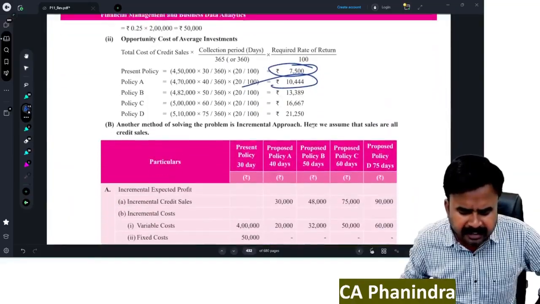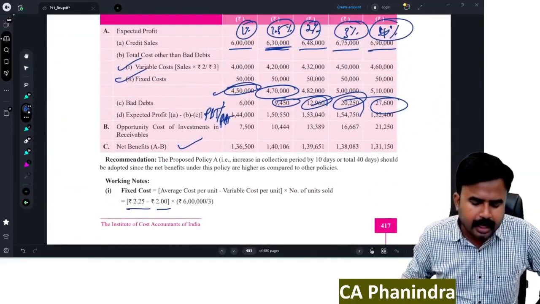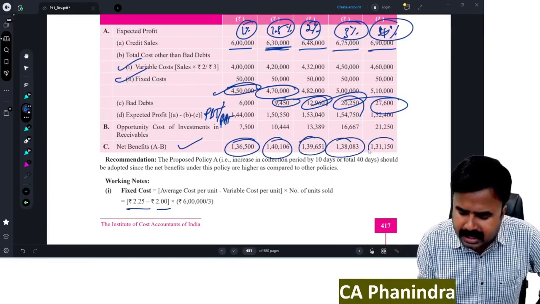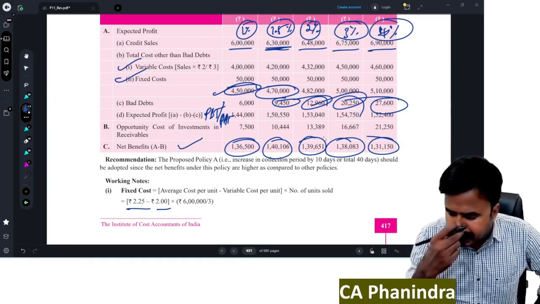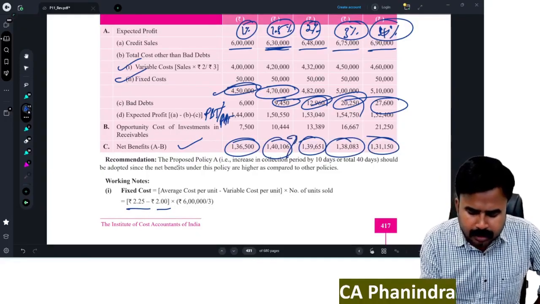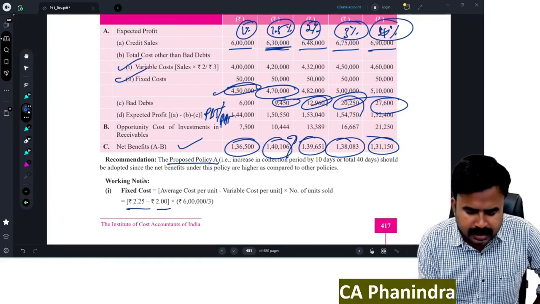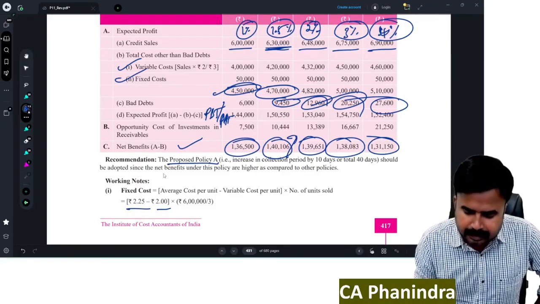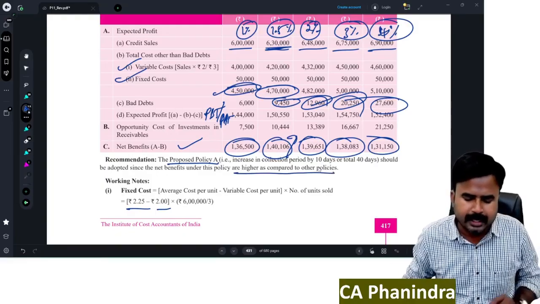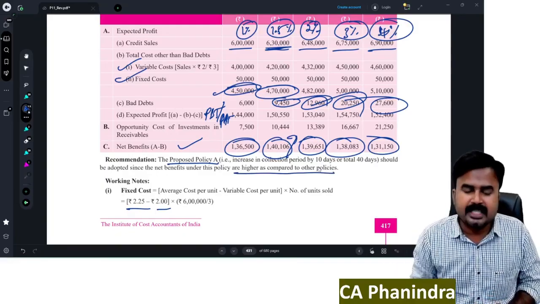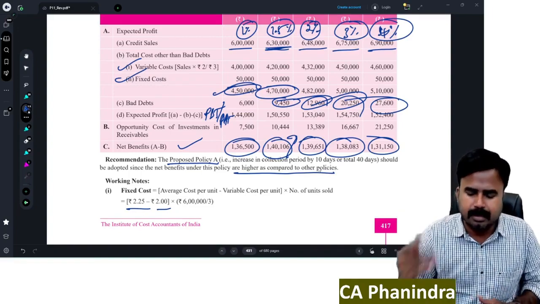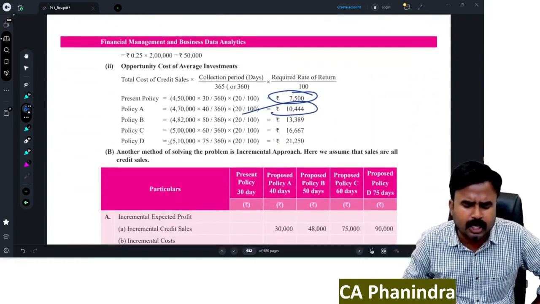Okay. After deducting this opportunity cost from my profit after tax, I'll get net benefit, and choose the alternative where your net benefit is maximum. The highest net benefit I can achieve is with option A. So I'm going to adopt proposed policy A because it is going to earn me a higher net benefit as compared to other policies. Okay, you can write the conclusion like this: it is advisable to adopt option A because the net benefit is maximum. Okay. This is under the total approach.